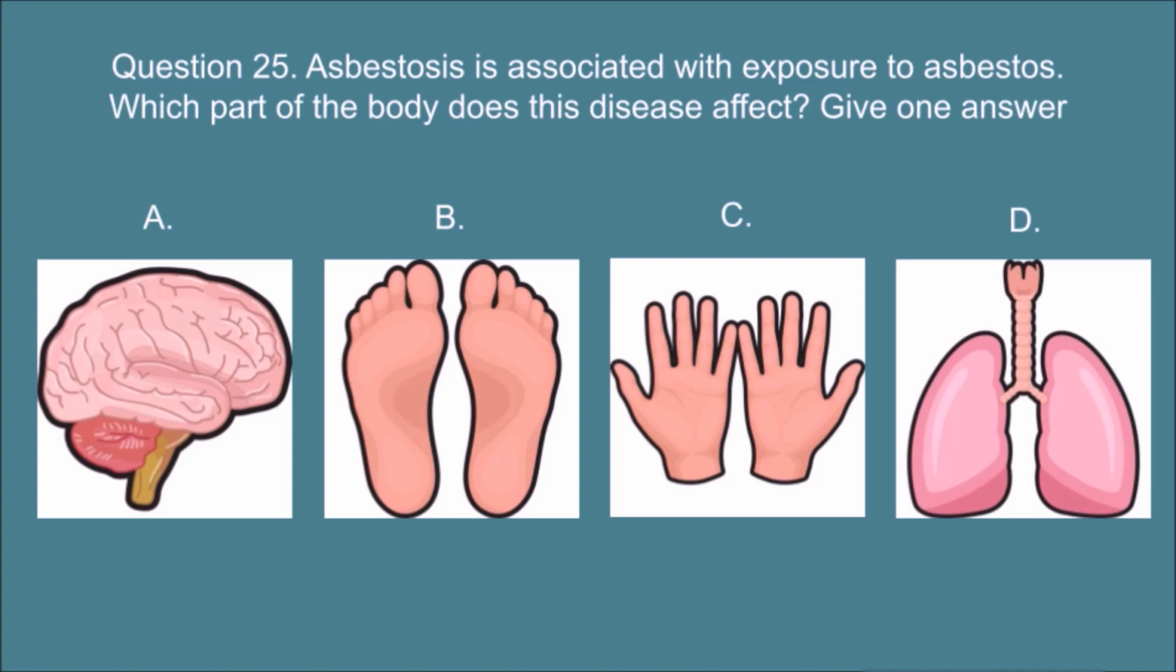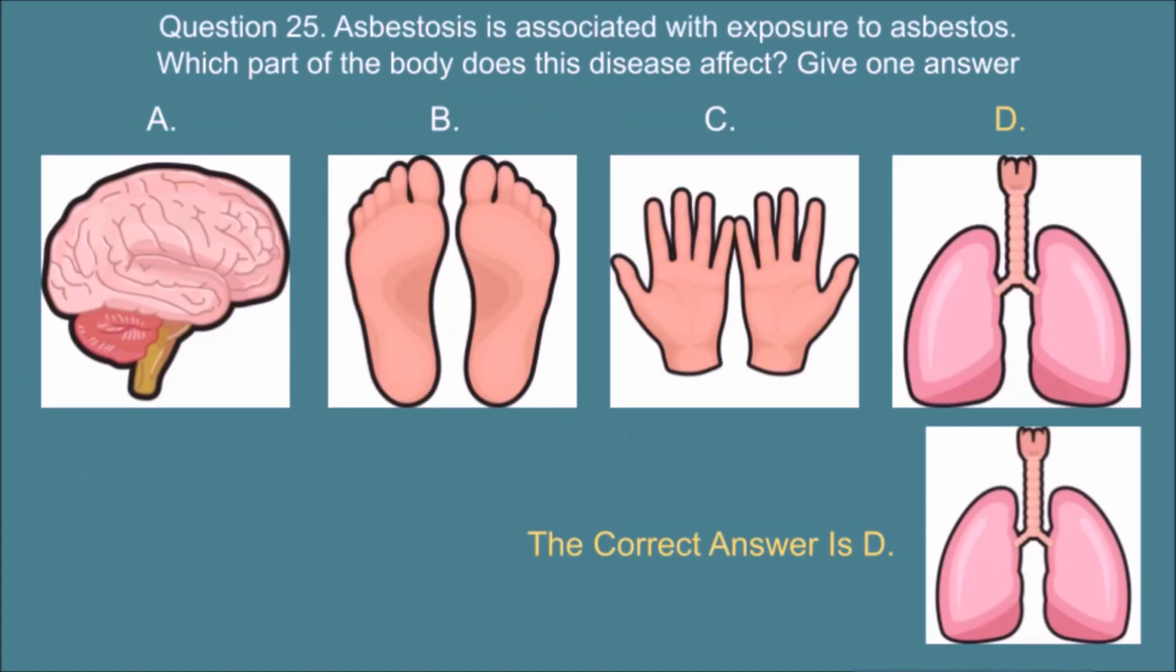Question 25. Asbestosis is associated with exposure to asbestos. Which part of the body does this disease affect? Give one answer. A, B, C, D. The correct answer is D.